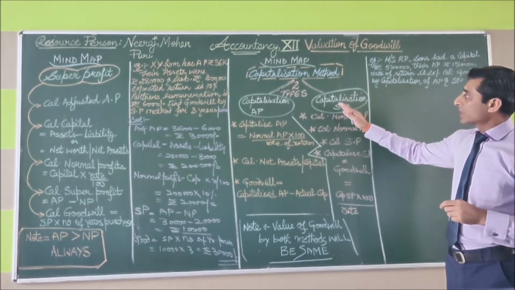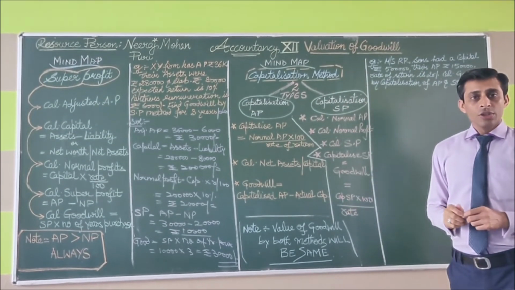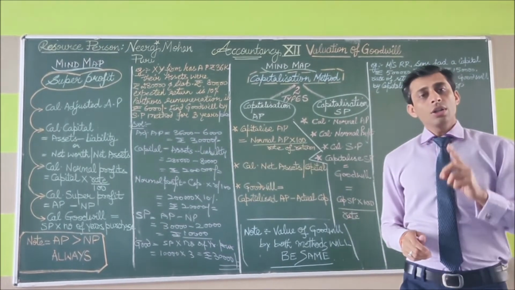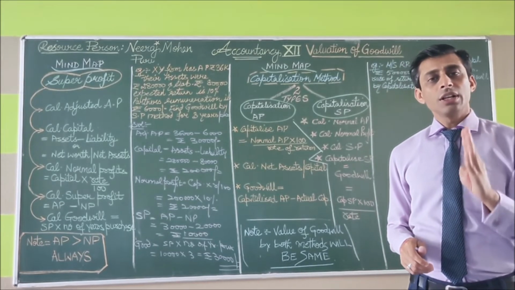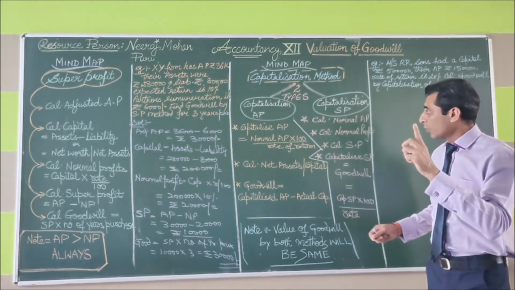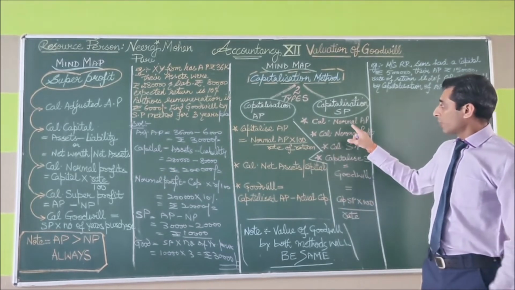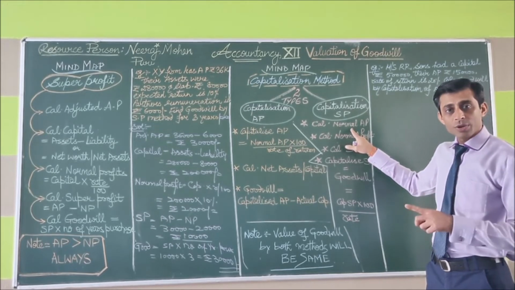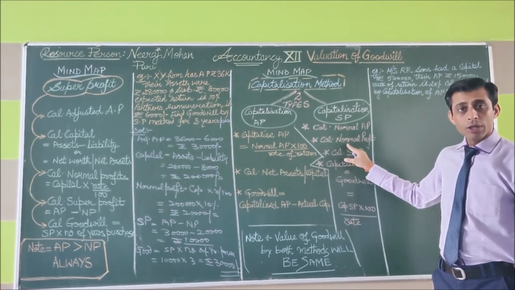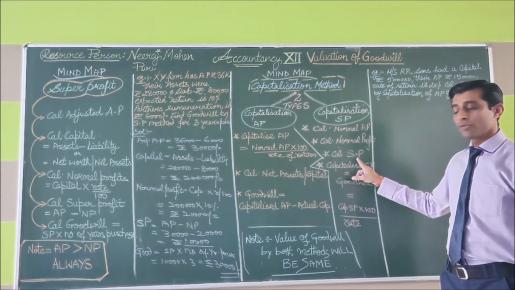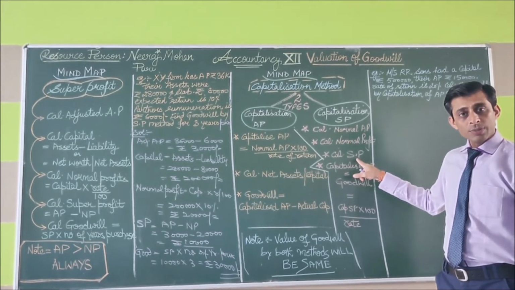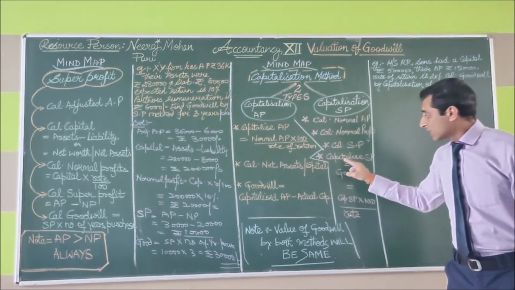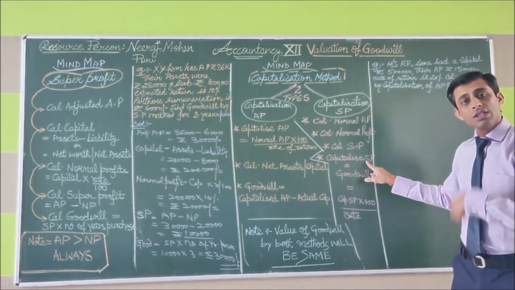Next, the second type is capitalization by super profit. For capitalization by super profit, we have to first of all follow the first 3 steps for calculating super profit. Step number 1, which we just studied: calculate normal average profit or adjusted average profit. Step number 2 is normal profits. Step number 3, we have to find super profits. And the last, 4th step is capitalization of super profit, which means goodwill.